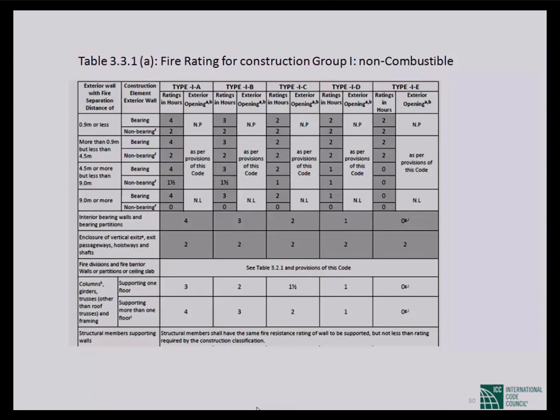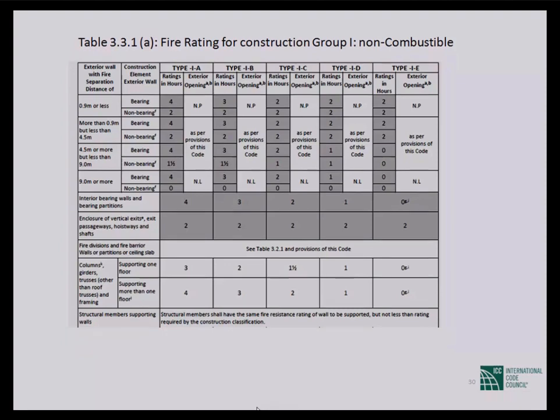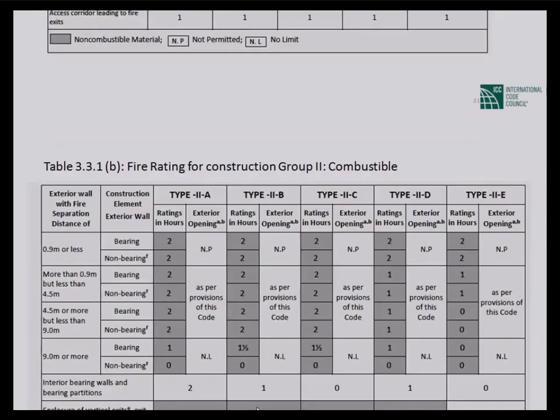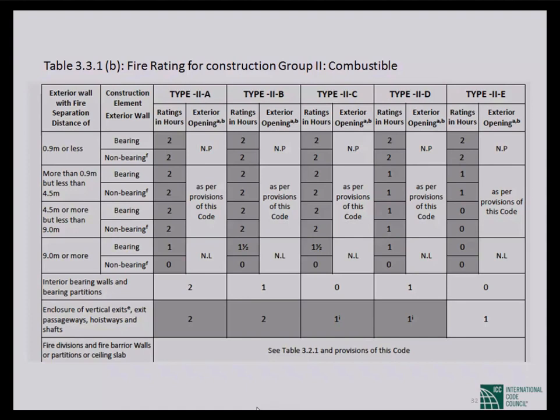On the basis of the key component, buildings are classified depending on the fire rating of the construction. Everything up to here is non-combustible. Here, these are all combustible.